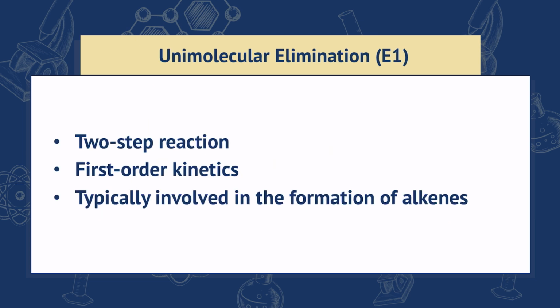Next, unimolecular elimination. You can just think of this as E2 with an extra step. The only difference is that, like SN1, the leaving group leaves first before the attack of the nucleophile happens. It's first order kinetics. The reaction rate is affected by the substrate. And lastly, again, it's typically involved in the formation of alkenes.